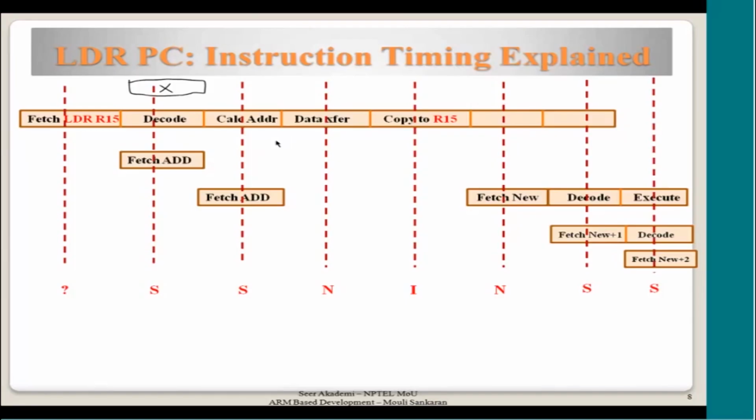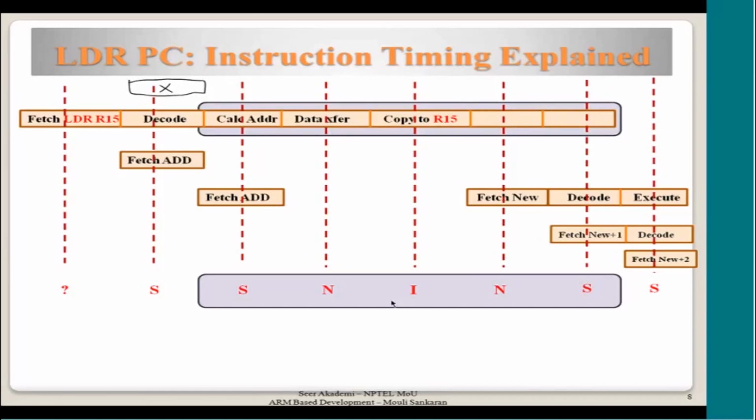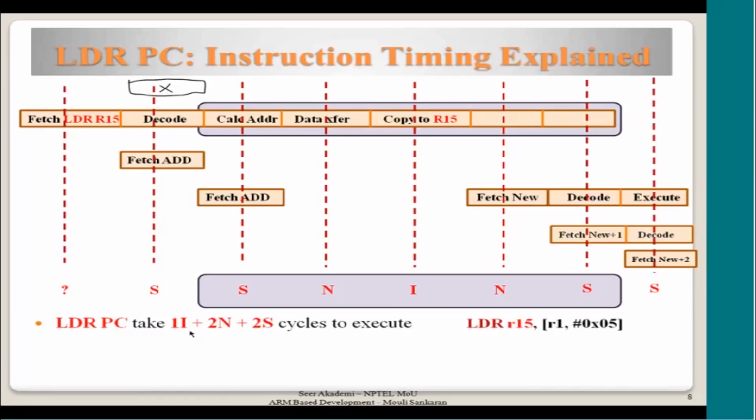Now what is the time our LDR with R15 has taken? It has taken from here to here, because the next useful instruction gets control of execute only at this time. So till this point you have to consider that this instruction has taken up the time. So how many N and how many S? 2 each and 1 internal cycle. This is what you will see in the manual.